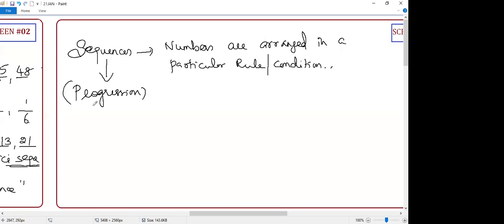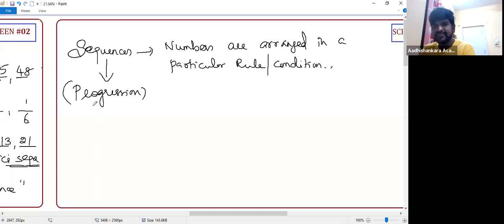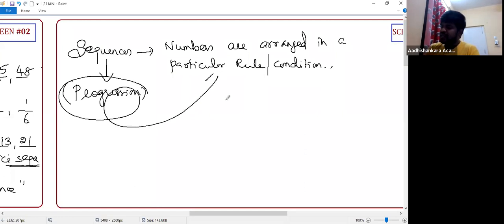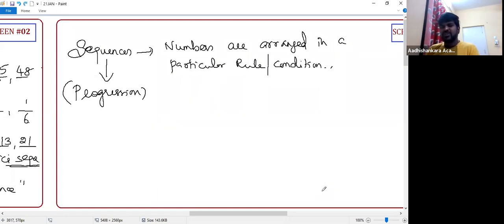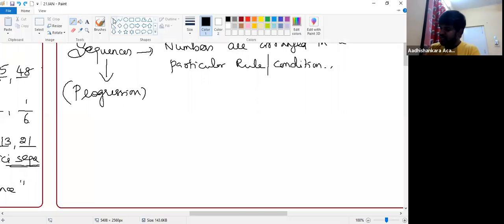Progression. Many 10th students, if I ask about sequence and progression, think they are different. Sequence and progression are both the same. You can use them anywhere: instead of sequence you can use progression, and instead of progression you can use sequence. Clear or not, guys? So if I ask what is the definition of progression, the definition is the same for sequence also. Clear?